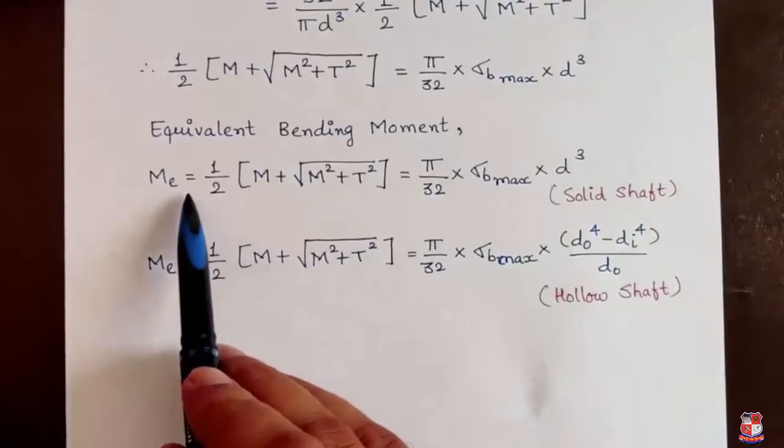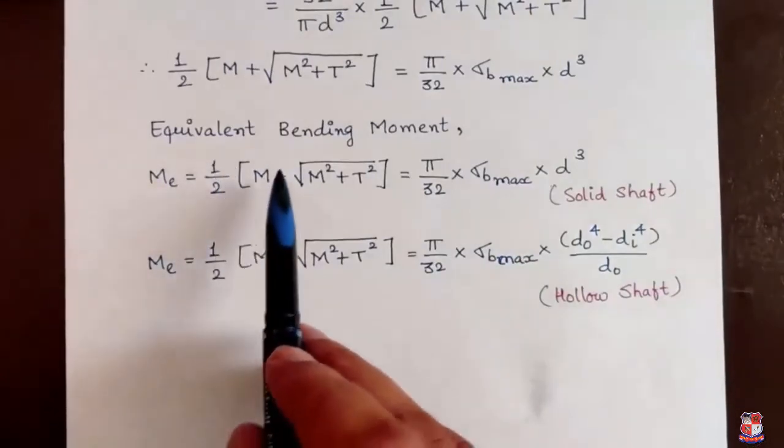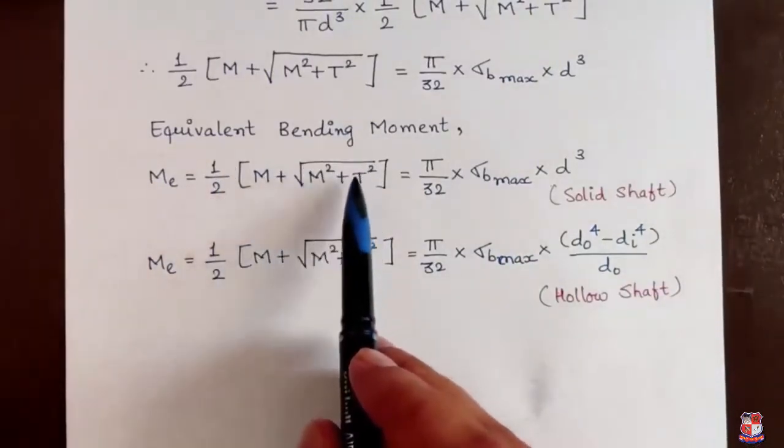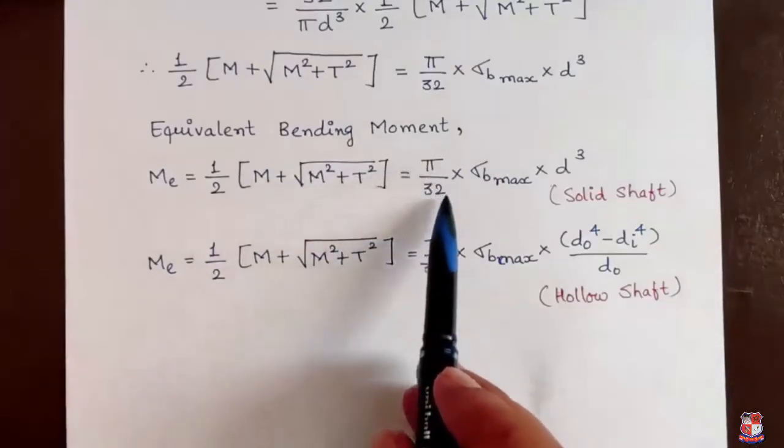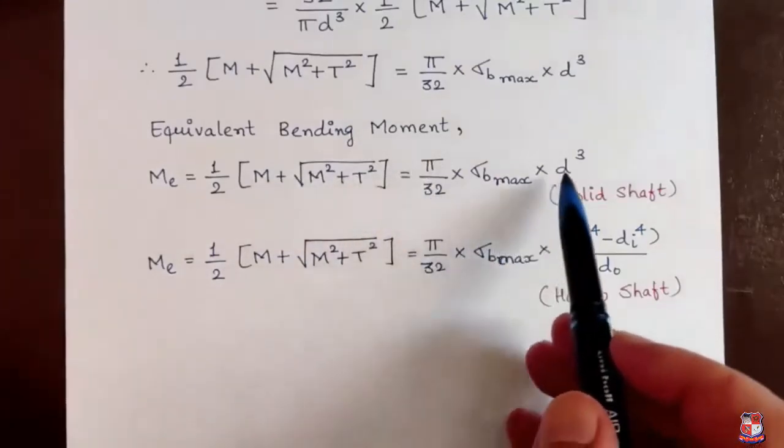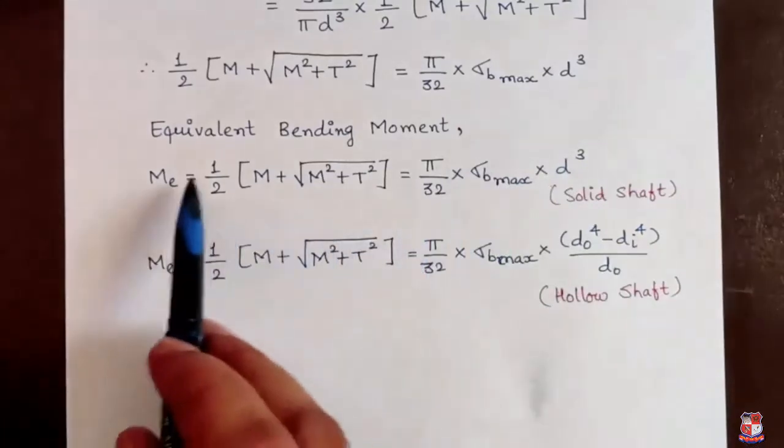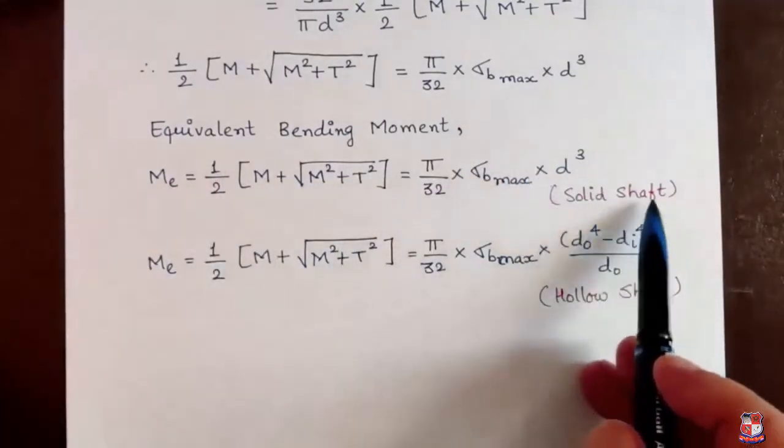So ME is equal to 1/2 of (M plus root of M squared plus T squared) is equal to pi by 32 into sigma b max into d cube. Now this equation is applicable for only solid shaft.